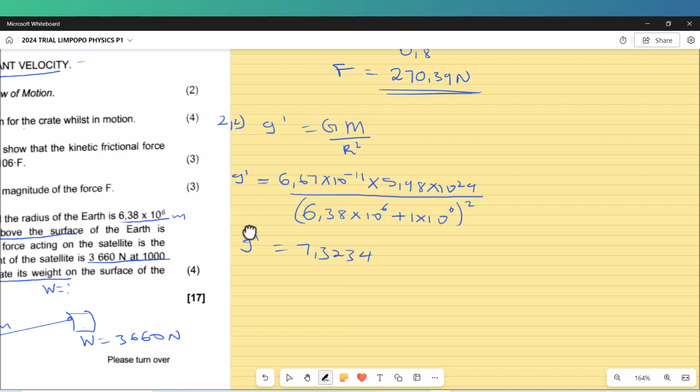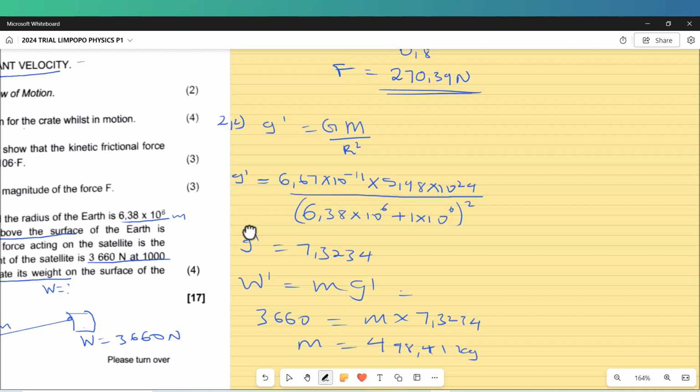Now I was looking for the mass. So the weight of the satellite at that point equals the mass times gravity g prime. In this case the weight is 3660, which equals the mass, which I don't know, times 7,32, then 34. So my mass equals 3660 divided by 7,32, then 34. It gives me 498,41 kilograms. Now this mass is constant.